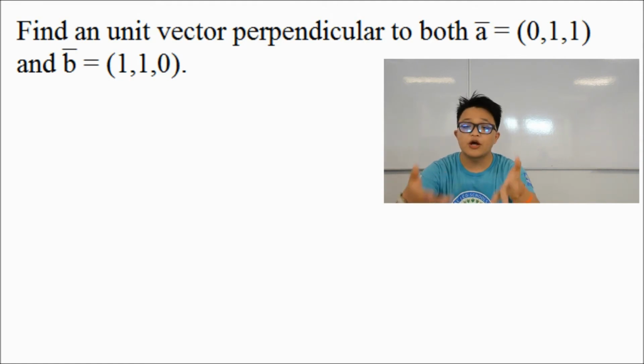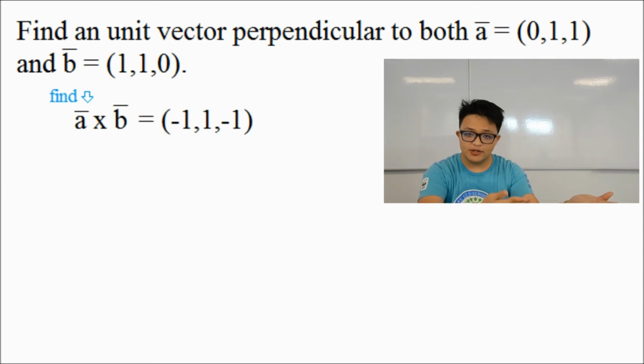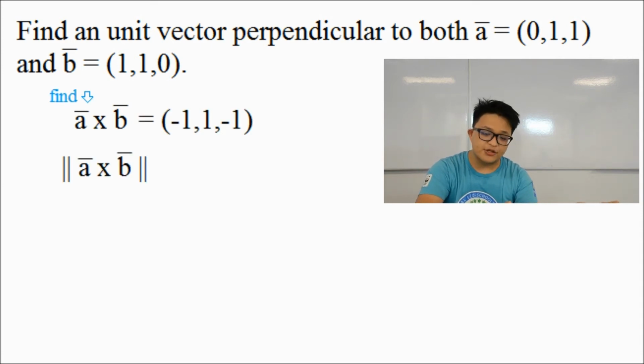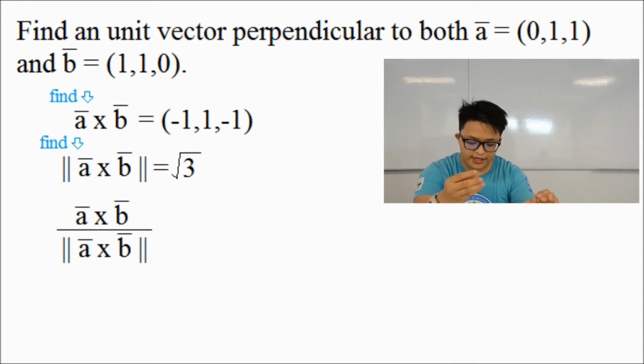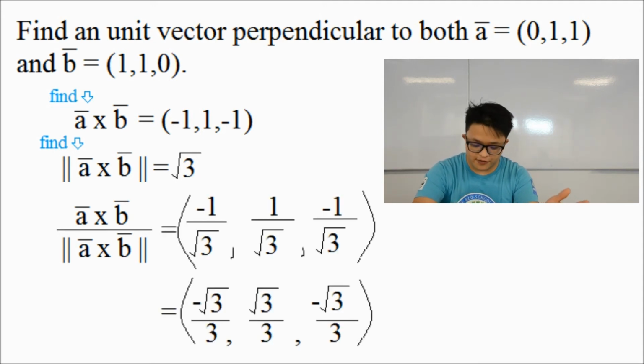Alright, students. So right now, we will learn how to apply the formula into a question. So in here, A cross B equals -1, 1 and -1. And the magnitude of it is 3. So the unit vector is A cross B divided by the magnitude of A cross B. And you will get -3 over 3, positive 3 over 3, and also -3 over 3.